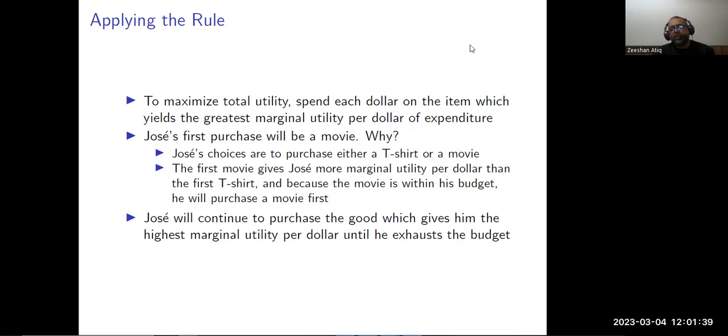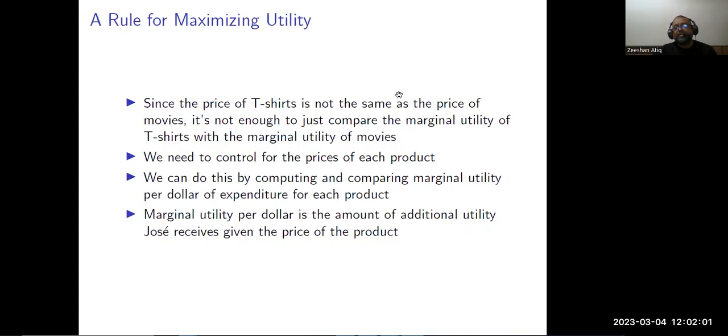Jose's first purchase will be a movie, because Jose is trying to purchase either a t-shirt or a movie. The first movie gives Jose more marginal utility per dollar than the first t-shirt, and because the movie is within his budget, he will purchase a movie first. Jose will continue to purchase the goods which give him the highest marginal utility per dollar until he exhausts the budget. Since the price of the t-shirt is not the same as the price of the movies, it is not enough to just compare the marginal utilities of t-shirts and movies.